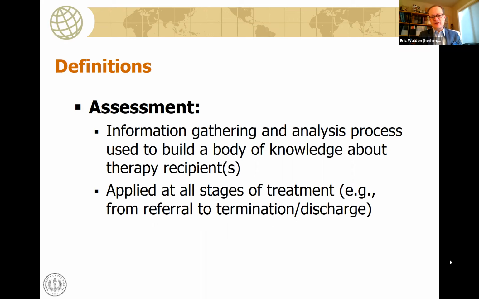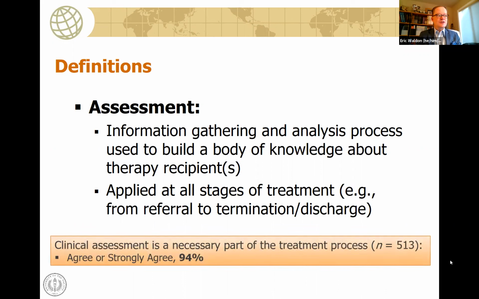So in the survey that Gustavo had mentioned earlier, we asked music therapists a question. Is clinical assessment a necessary part of the treatment process? And of the 513 participants who responded to this particular question, 94% agreed or strongly agreed that assessment is an essential part of the music therapy treatment process.